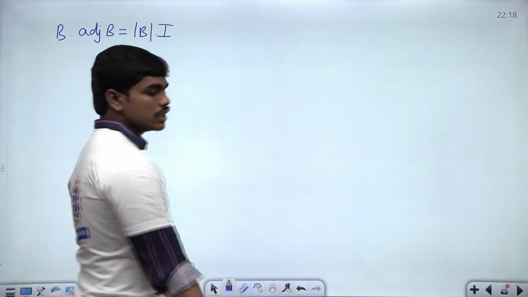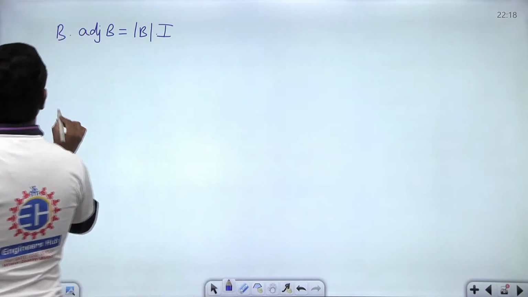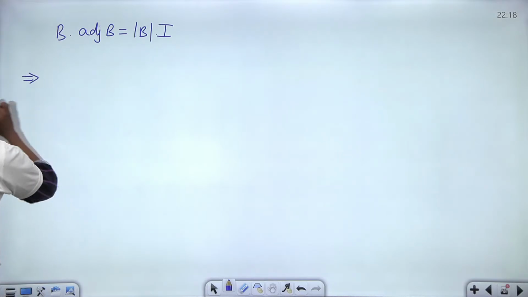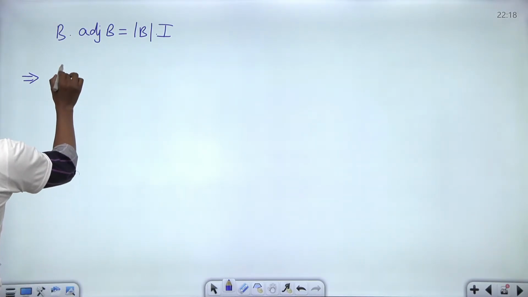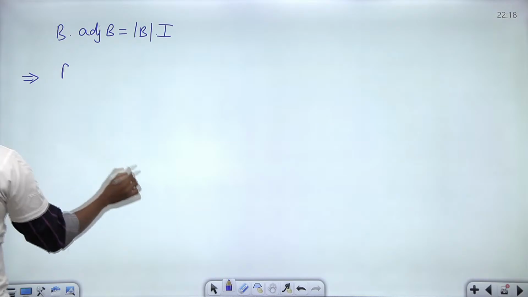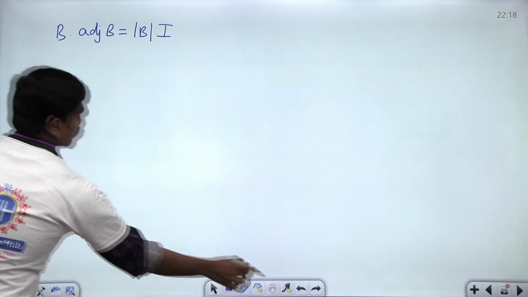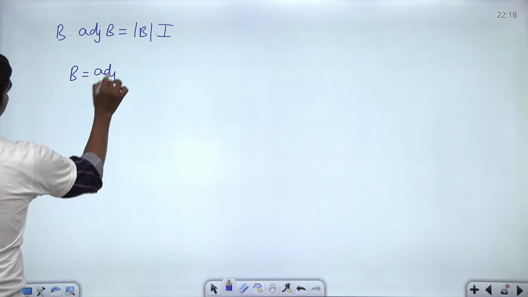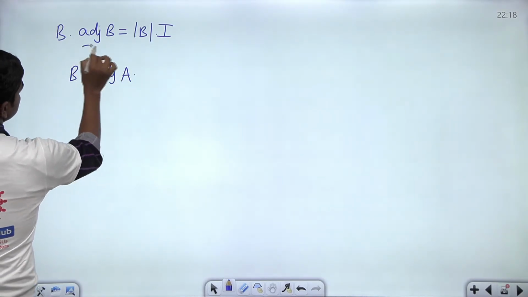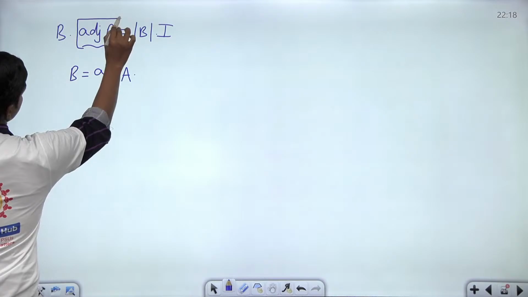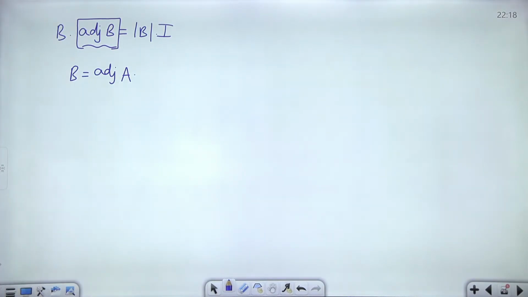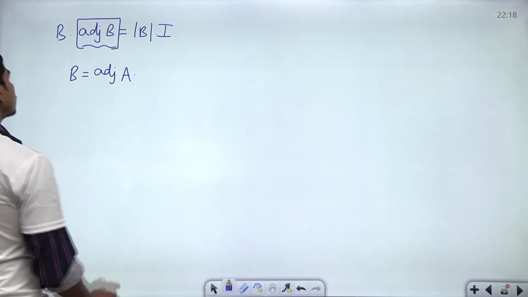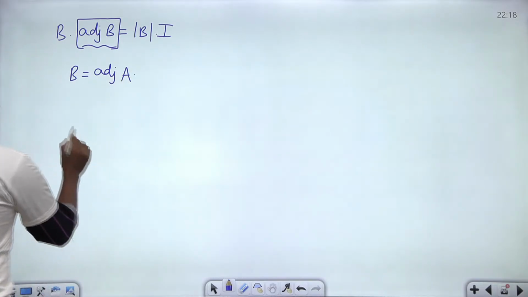If I can write this, look, this implies, let us take B is equal to adjoint of A. Here our intention is to find this matrix, adjoint of adjoint A. To know this, first of all we should understand a few things.